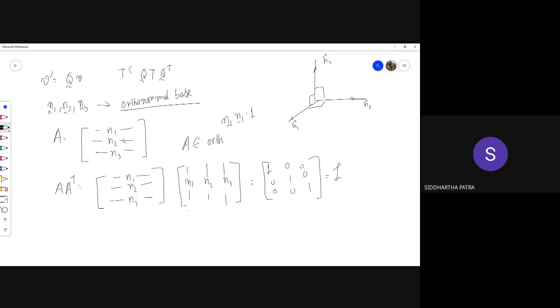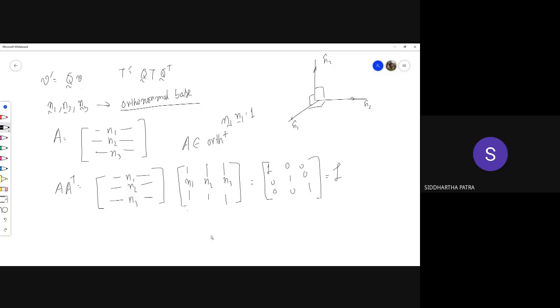And if you take N1, N2, and N3 as a right-handed system like this one, you understand what is a right-handed system. So then this is actually a true rotation tensor or orthogonal tensor, which basically means it's just like Q. Okay.